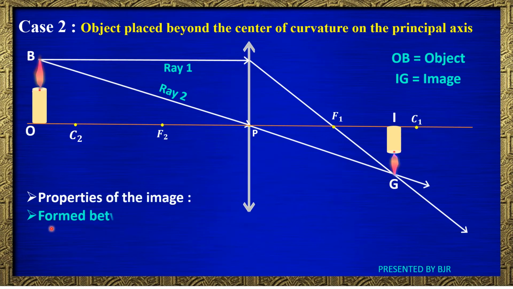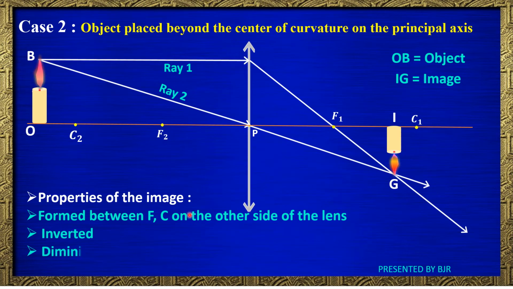LOST formula: LOST means location where the image has been formed. In this case, image has been formed between F and C on the other side of the lens, and you can see it is inverted image, diminished. If you measure the sizes, the size of the image is lesser than the size of the object. So it is diminished. Diminished means small in size. And real image, okay, we can obtain this image on the screen.